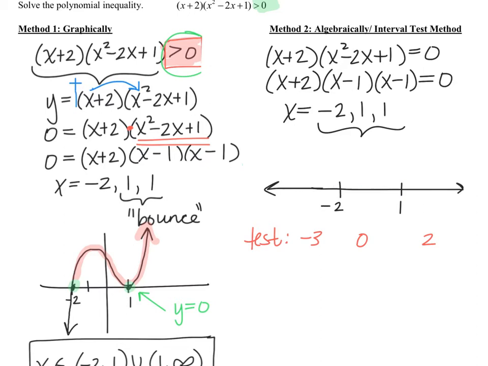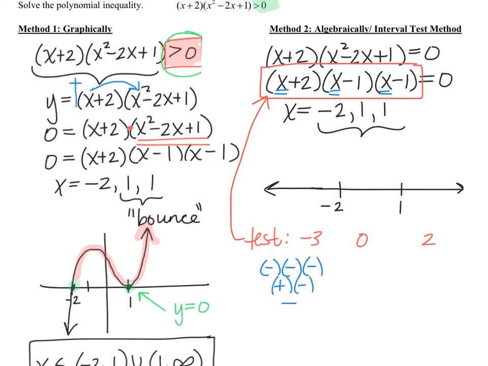Now the idea with the interval test method is you're going to test these values into the factored form of our expression. So that would be here, x plus 2 times x minus 1 times x minus 1. And we want to keep track of whether the outputs are positive or negative. So, for example, if we take -3 and substitute it in for x, -3 plus 2 is a negative number. Now, it's -1, but I'm not actually going to even write the value. I'm just going to keep track of the sign. That's often why we call this a sign analysis. Plugging in -3 here, -3 minus 1 is also a negative value, and -3 minus 1 here is another negative value. So a negative times a negative is a positive, times another negative results in an overall negative value.